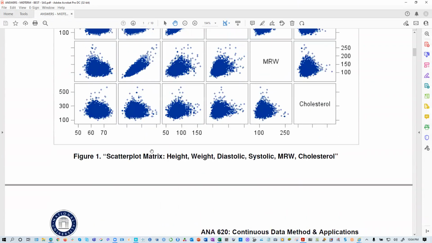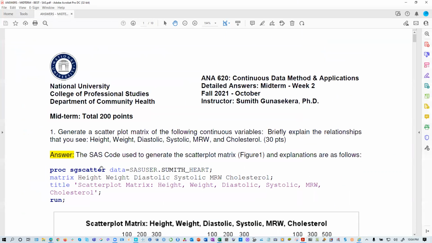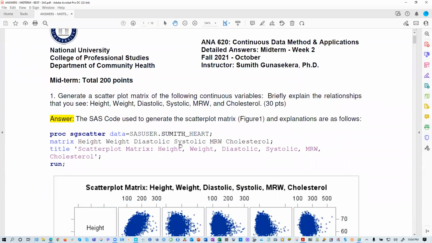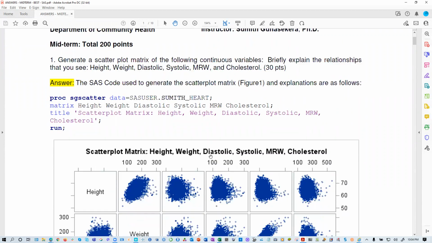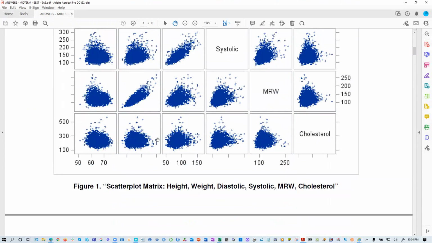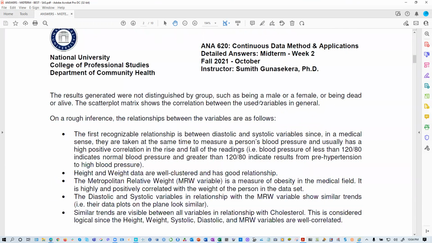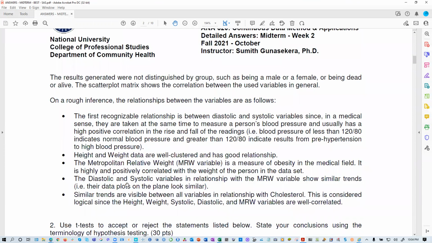That's the answer for that one. So the height, weight, diastolic, systolic, BMI, cholesterol, this one. And you can see the descriptions, whatever you see from that table.